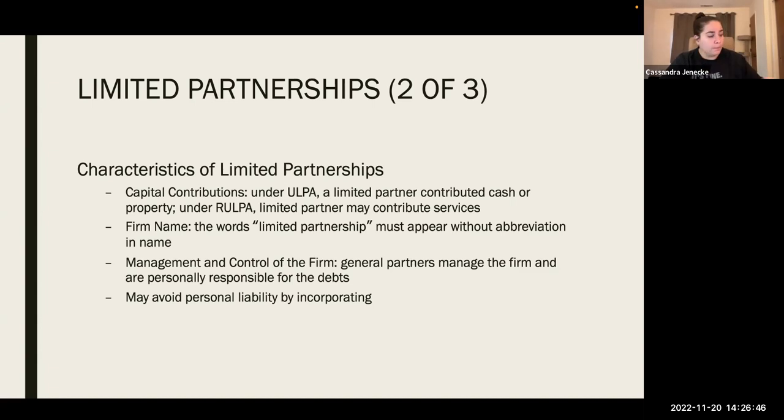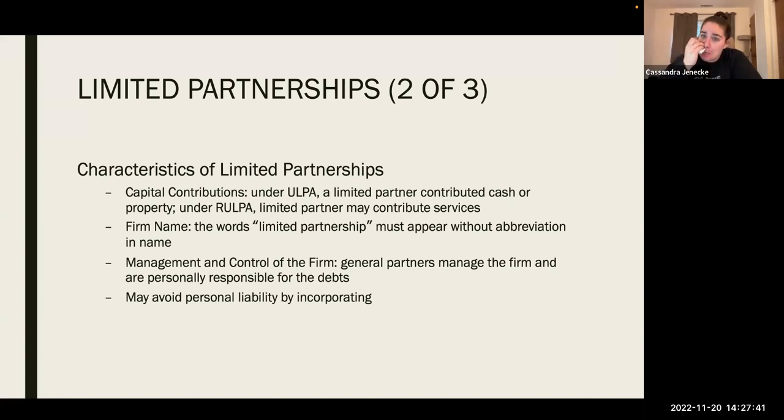So under ULPA and then under RULPA, the ability of limited partners to contribute to the limited partnership is a little different. Under ULPA, which is kind of the old version, right? The OG version of how you formed a limited partnership, you could only contribute cash or property, right? So we're talking about that very typical cash cow investment injecting partner. Under RULPA, they recognize that limited partners should also be able to contribute services, because sometimes those services can be as valuable or more valuable than cash alone. And those people who can contribute services and cash, or even just services, should be able to benefit from the limited liability nature of the partnership.